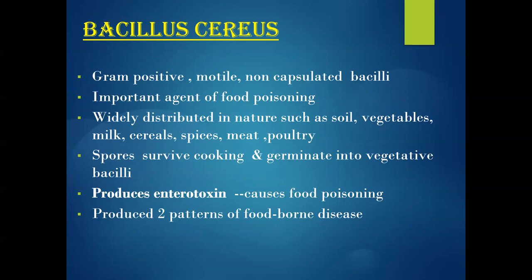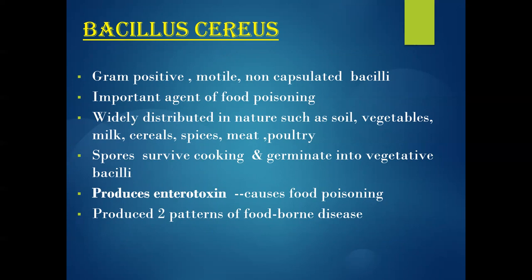Bacillus cereus is yet another gram-positive bacterium causing diarrhea or food poisoning. Gram-positive, motile, non-capsulated bacilli, they are an important agent for food poisoning. They are widely distributed in nature, such as soil, vegetables, milk, cereals, spices, meat, poultry, etc. Spores survive cooking and germinate into vegetative bacilli. They produce enterotoxin causing food poisoning.